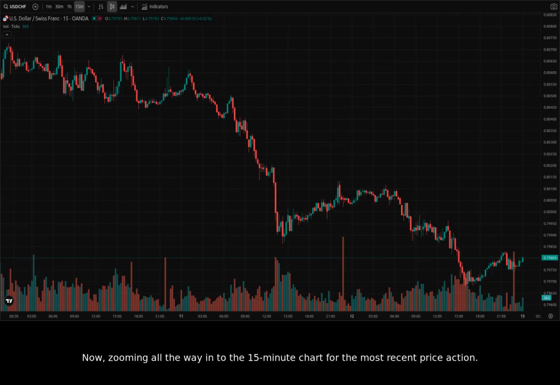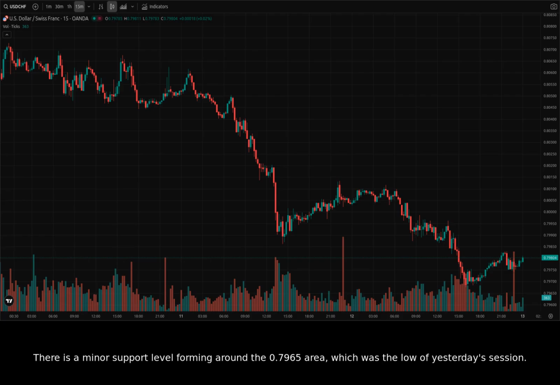Now, zooming all the way into the 15-minute chart for the most recent price action. Over the last 24 hours, we can see a clear downtrend with lower highs and lower lows. The price fell from around 0.8050 on November 11th down to the current levels below 0.7980. The moves are methodical, showing consistent selling pressure during active trading hours.